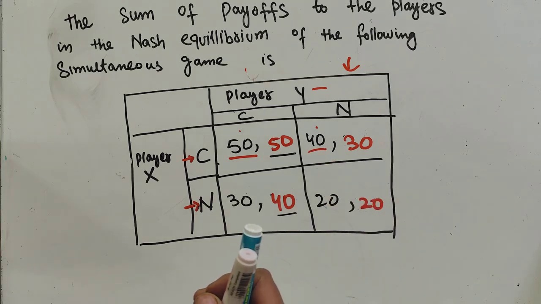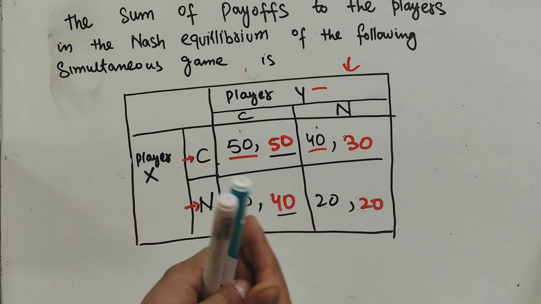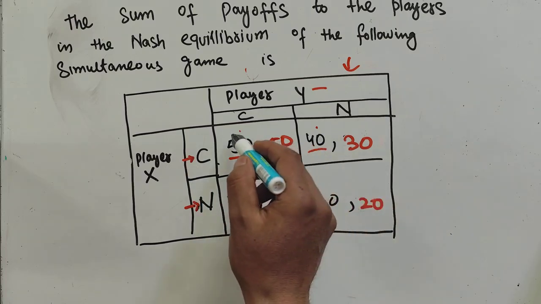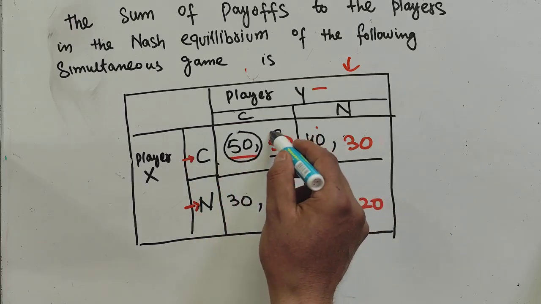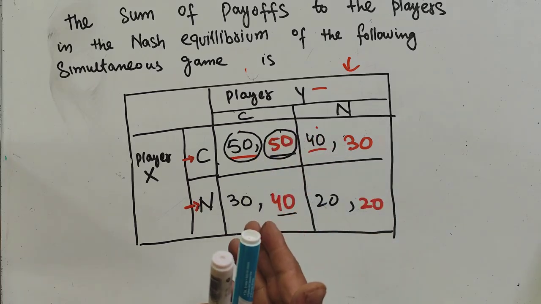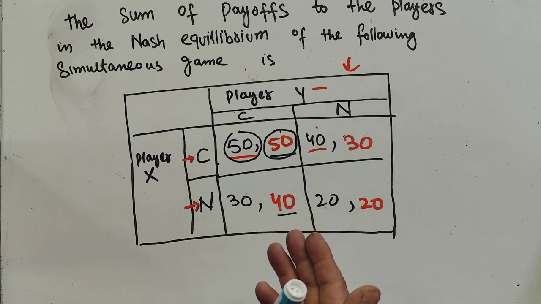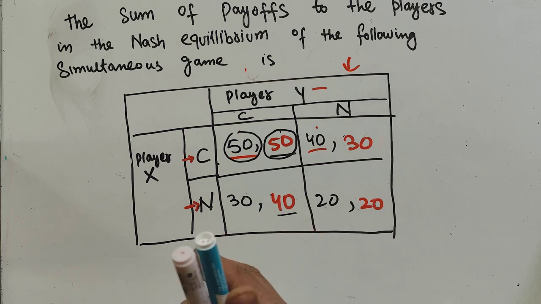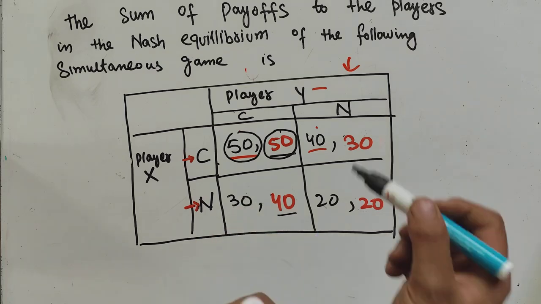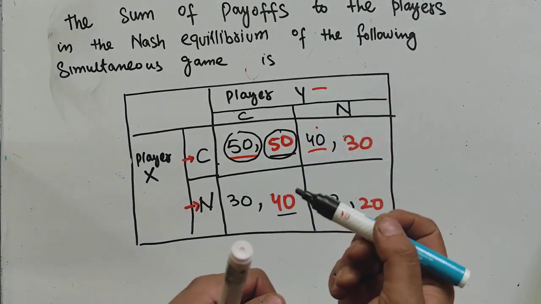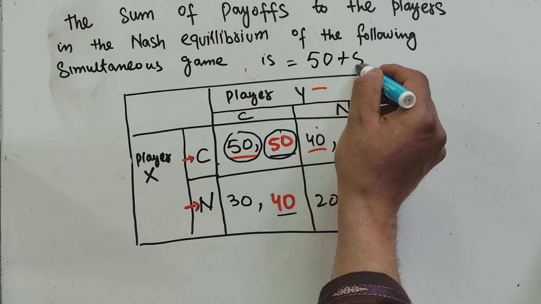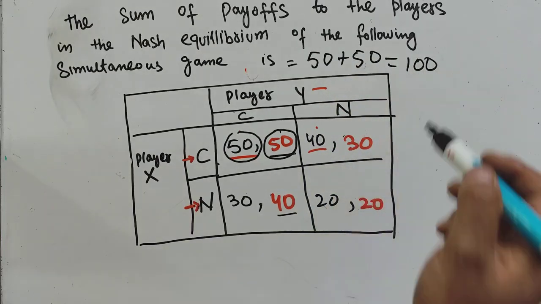Now, why does the Nash equilibrium exist in this question? When both the numbers in a particular cell are underlined or encircled, that will give us the Nash equilibrium. Nash equilibrium cannot be Pareto-optimal at times, but it is the best strategy for both the players to cooperate in this simultaneous game. Now we need to find out the sum of the payoffs. So the sum of the payoffs at Nash equilibrium is 50 plus 50, which is equal to 100 in this case.